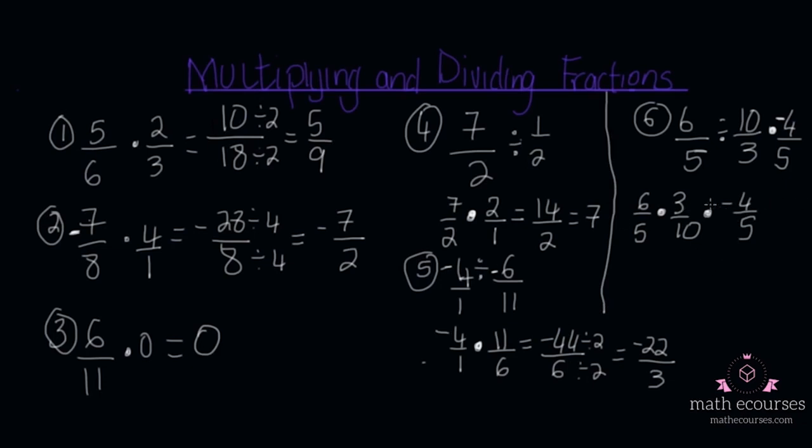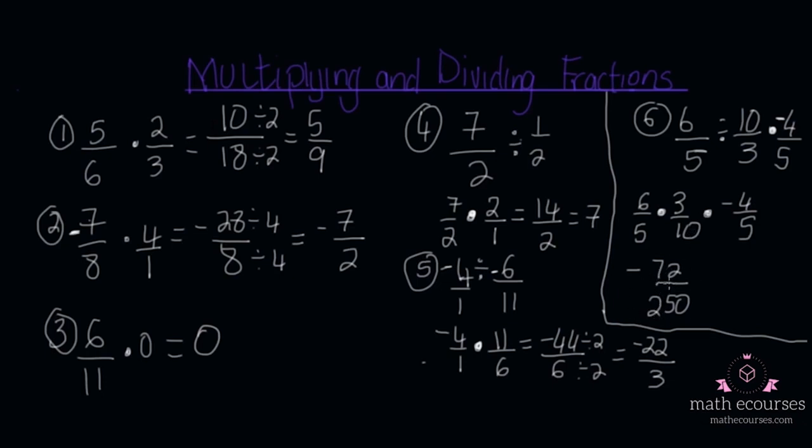Now it's all multiplication, so go ahead and multiply across. So I have 6 times 3 is 18. 18 times negative 4 is negative 72. Another way you could have done that is 3 times negative 4 is negative 12. Negative 12 times 6 is negative 72. Over, in the denominator, I have 5 times 10 times 5. 5 times 10 is 50. 50 times 5 is 250. And I actually did 5 times 5 is 25. 25 times 10 is also 250. Just an easier way of looking at it.